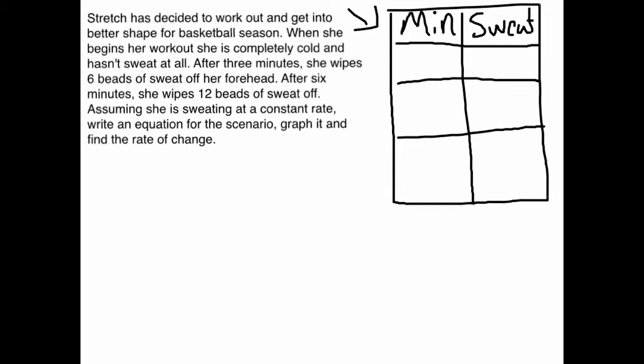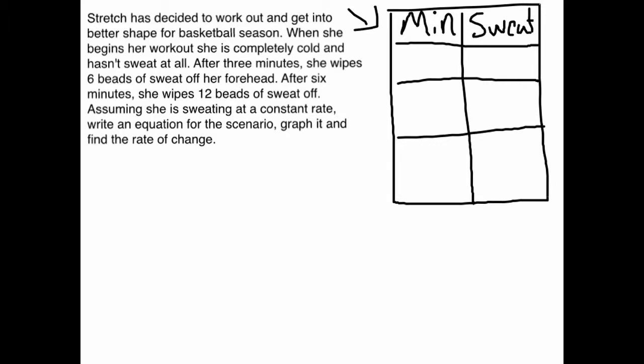Stretch has decided to work out and get into shape for basketball season. When she begins her workout, she is completely cold and hasn't sweat at all. After 3 minutes, she wipes 6 beads of sweat off her forehead. After 6 minutes, she wipes 12 beads of sweat off. Assuming she is sweating at a constant rate, write an equation for the scenario, graph it, and find the rate of change.